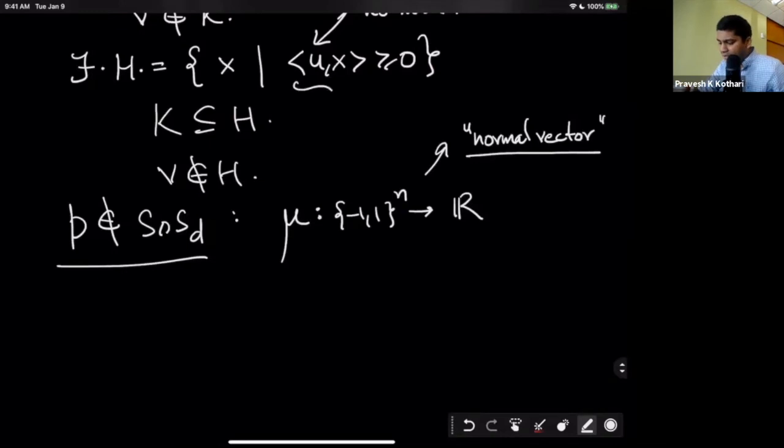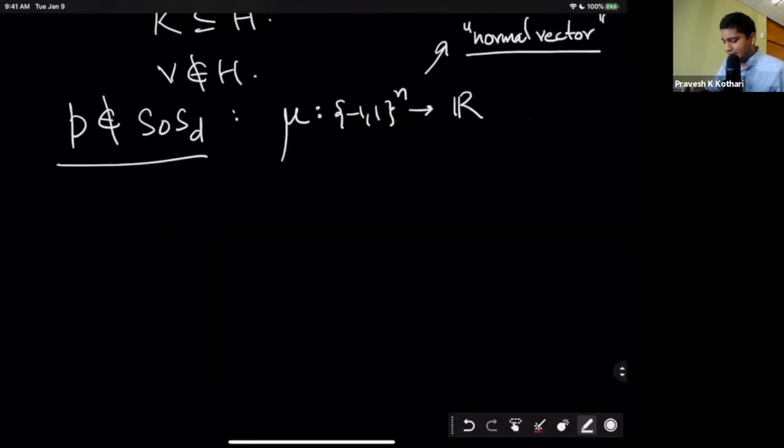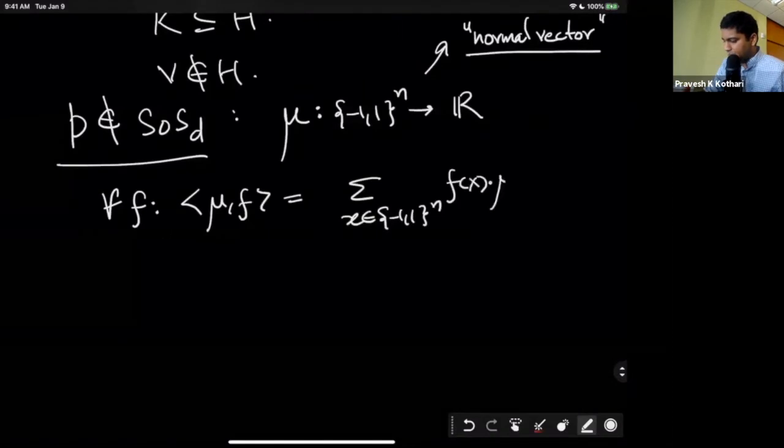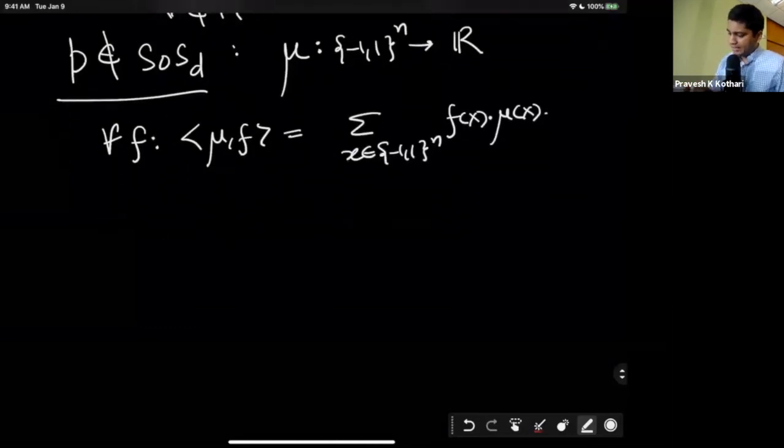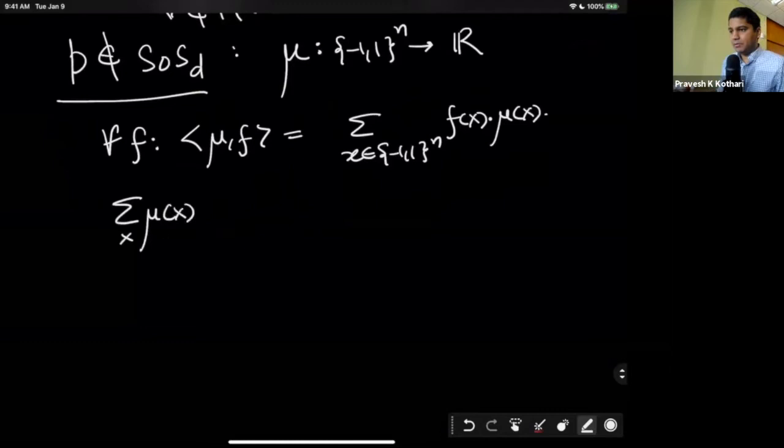And what does this inner product mean? In this space, for any f, we can think of mu dot f as simply the sum over x in the hypercube of f(x) times mu(x). The only other thing I'm going to do is, without loss of generality, scale mu so that its entries sum up to 1. So far so good.